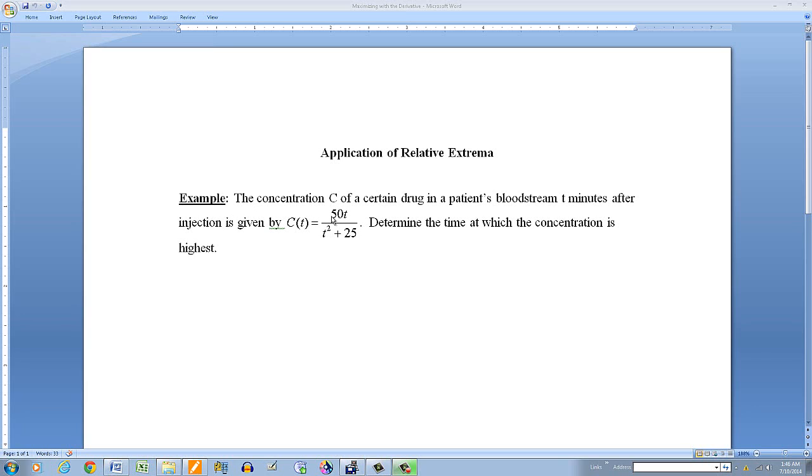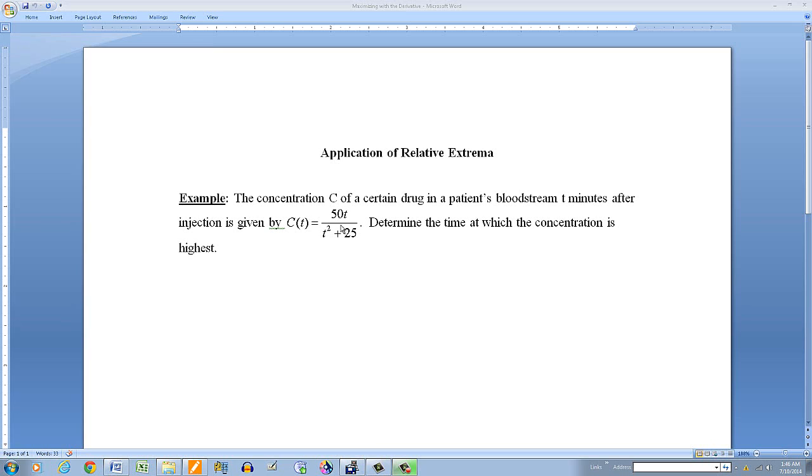The concentration C of a certain drug in a patient's bloodstream t minutes after injection is given by this function C of t. Determine the time at which the concentration is highest. So that's actually the same as really the critical number. And if they ask you for the maximum, that would be the function's maximum value. But here it wants the location of the maximum value, which is what I did in the last video.